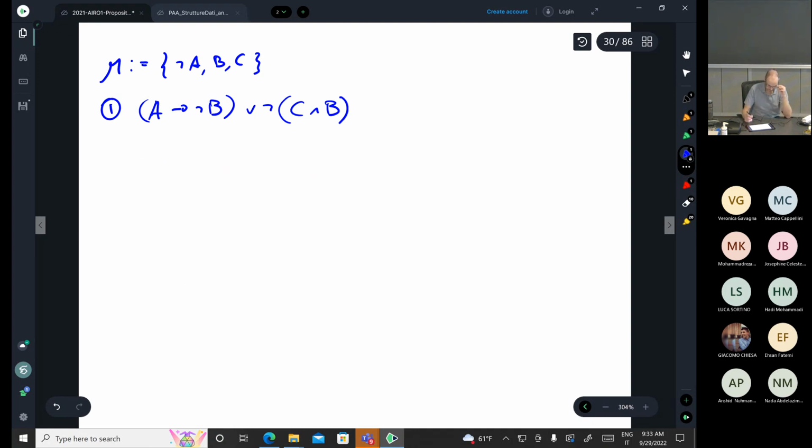So let's work starting from the atoms and build our value up. Okay. So what do we have here? We have that A is false, and B is true, and C is true, and B is true.